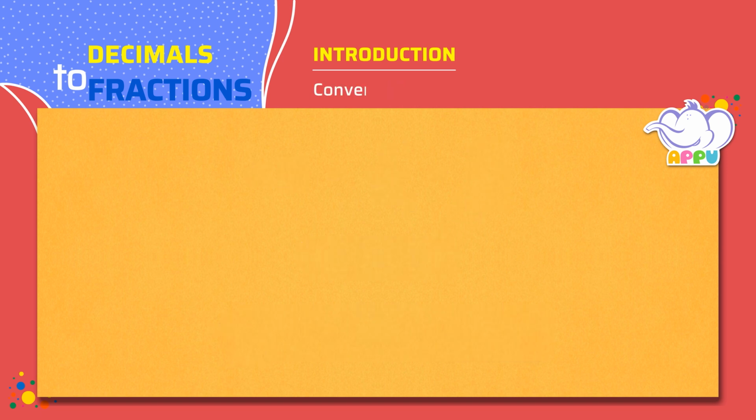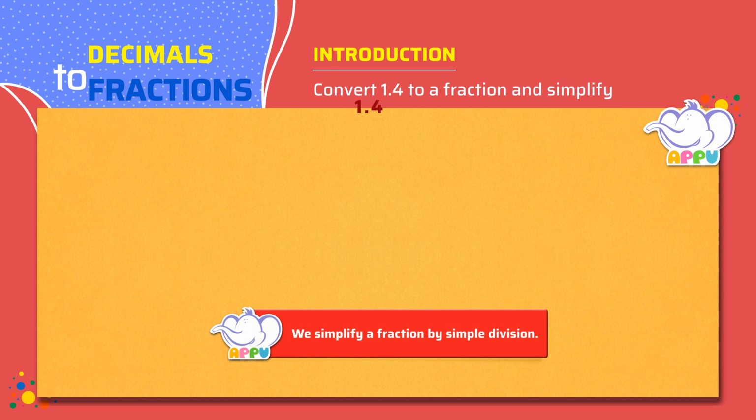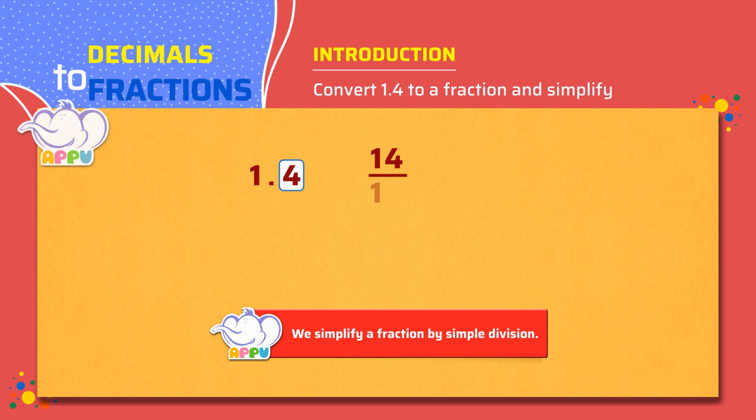Let's convert the decimal number 1.4 to a fraction. The numerator is 14. We have one digit after the decimal point. For the denominator, we write 1 and place 1 0. So 1.4 is equal to 14 by 10.